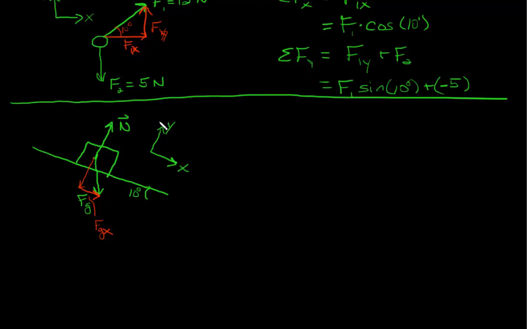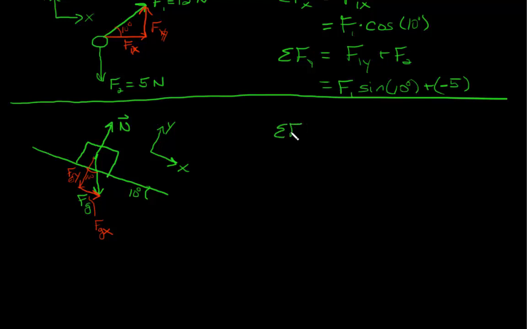And so if you always draw this, this just reminds you of how to draw these components. That's where most mistakes are made. And then the angle is always up here at the top. So this is 10 degrees. And then this would be Fg in the y direction. All right, so now we can start solving it.